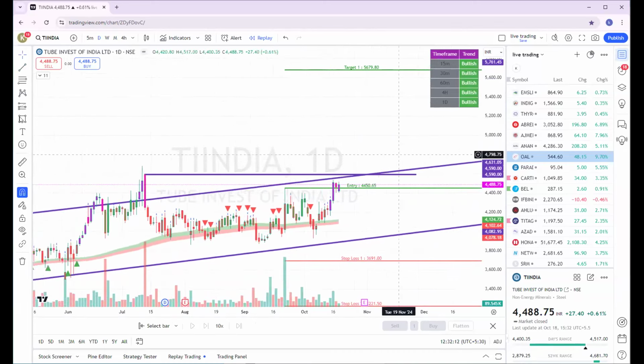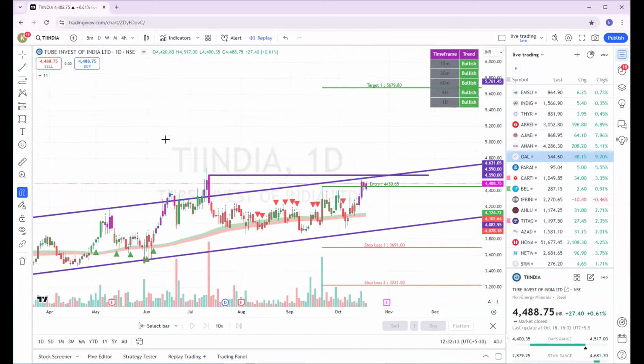How much percentage? You should also have rules. At what percentage will I book how much? You would want to be profitable. Once you enter a trade, you don't want to go into a loss. That is very important.